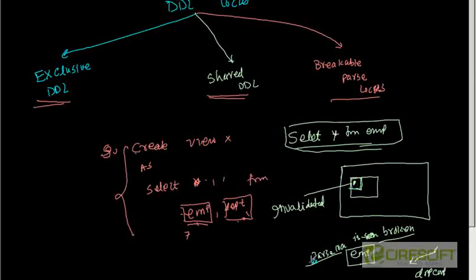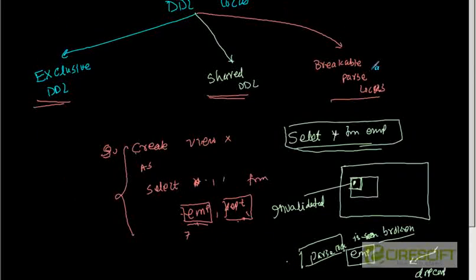So this kind of parse lock will not prevent anybody else from changing or modifying. For example, with all other locks, we wait for the transaction to complete so that the second transaction can then go and change. But with this breakable parse lock, if somebody else wants to change or modify, they can, and in that case the lock is going to be broken. That is why it is called a breakable parse lock.